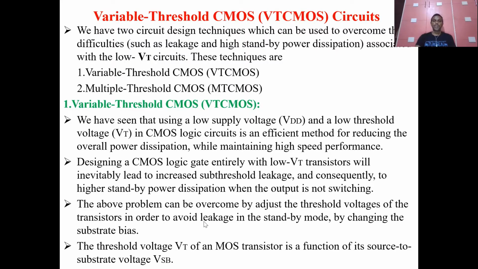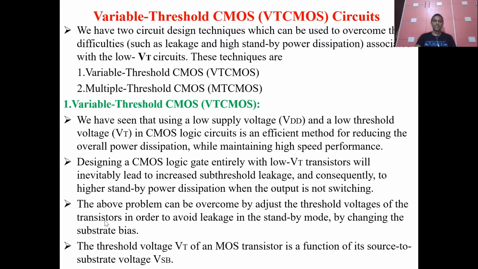The above problem can be overcome by adjusting the threshold voltages of the transistor in order to avoid the leakage in the standby mode by changing the substrate bias. So what is this substrate bias? While discussing the threshold voltage and body effect, we saw that the threshold voltage varies with the substrate bias. That effect is also called the body effect or substrate effect.